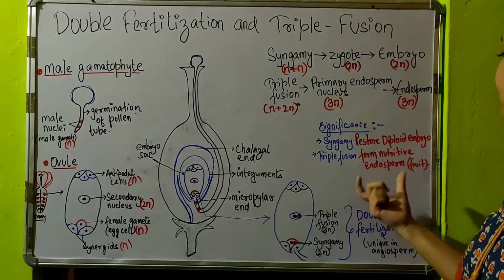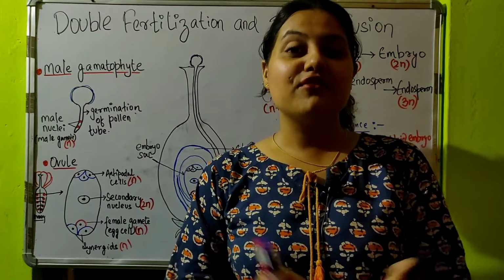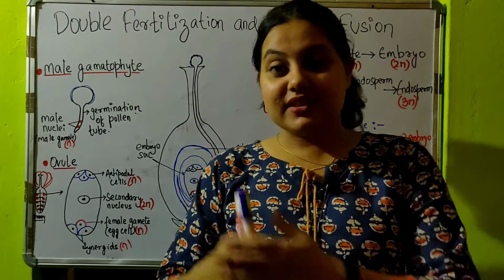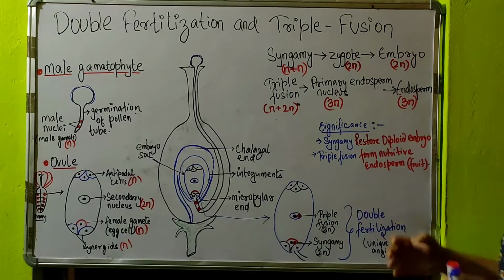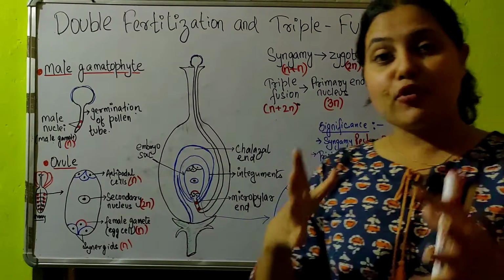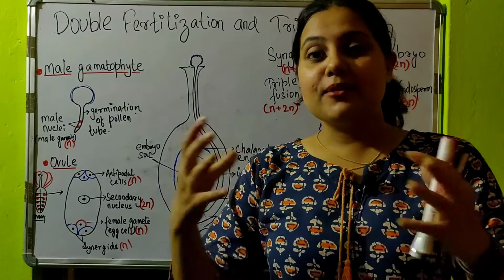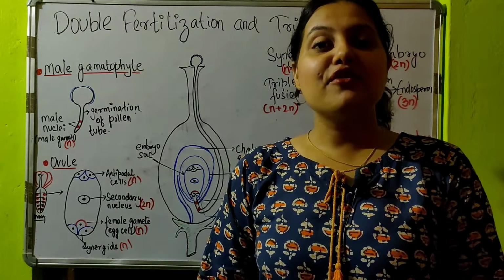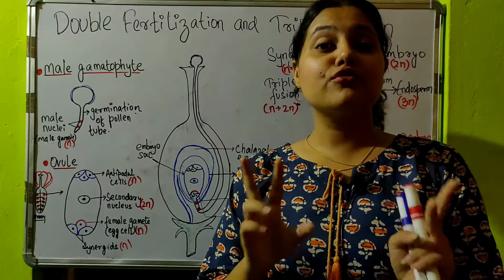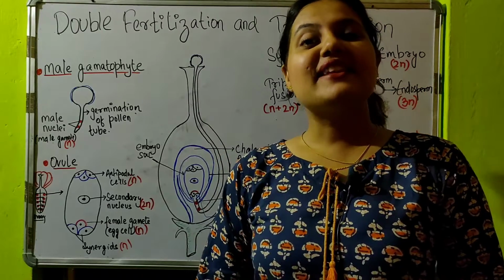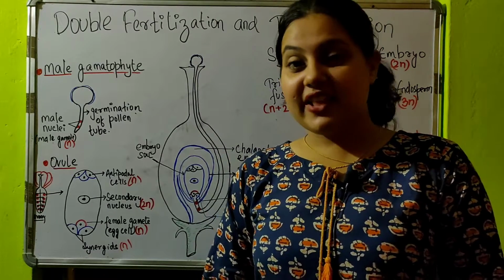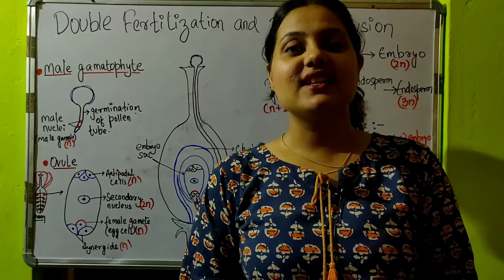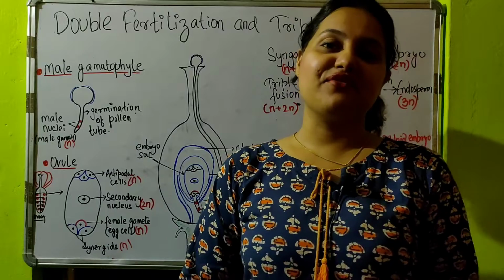And next is the triple fusion. What do we get from the triple fusion? We get nutritious endosperm. And these are the two significances. One restores the diploid number of chromosomes, and we are also getting the fruit part. That means two things are happening at the same point of time. That is why this process is very, very important, and it has a whole new significance.